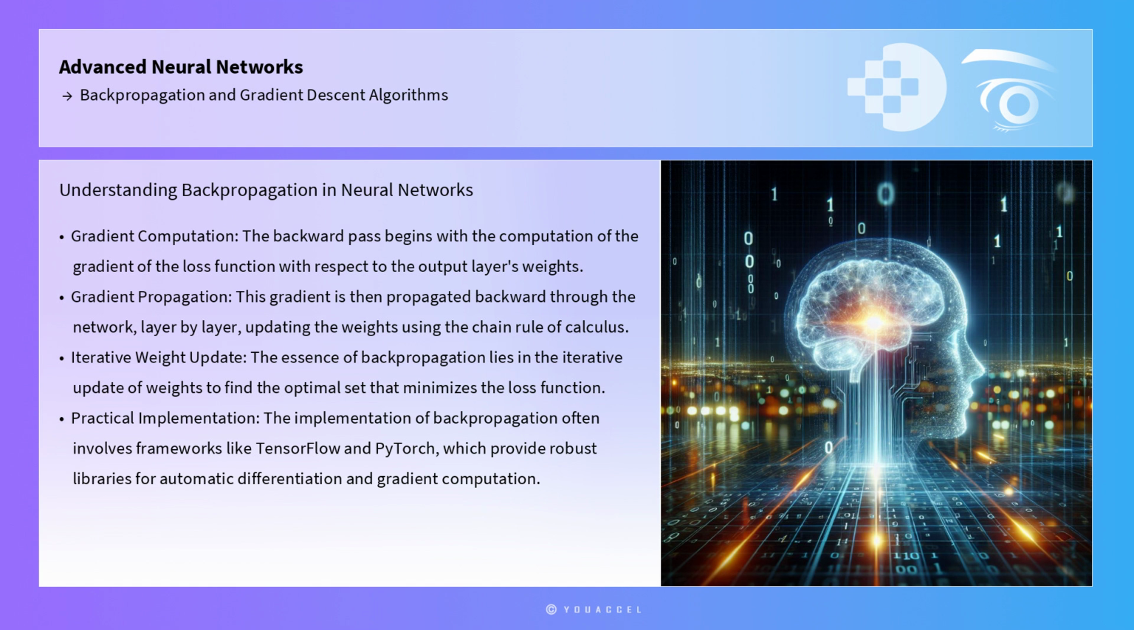The implementation of backpropagation in practical scenarios often involves frameworks such as TensorFlow and PyTorch, which provide robust libraries for automatic differentiation and gradient computation. These tools simplify the process of building and training neural networks by handling the complex mathematical computations involved in backpropagation, allowing practitioners to focus on model architecture and hyperparameter tuning.